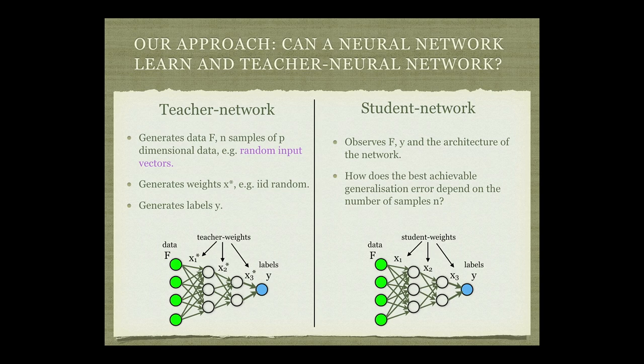But it will not get the weights. That's the only thing it's not knowing. Okay? And the goal of the student network is to learn the function. If I give it a data sample for which I didn't give the label, is it able to reproduce the same label that the teacher would reproduce?